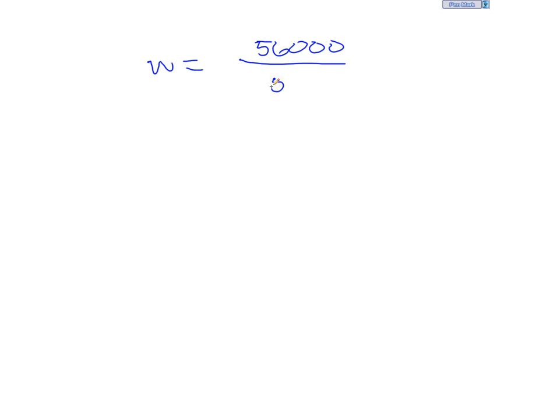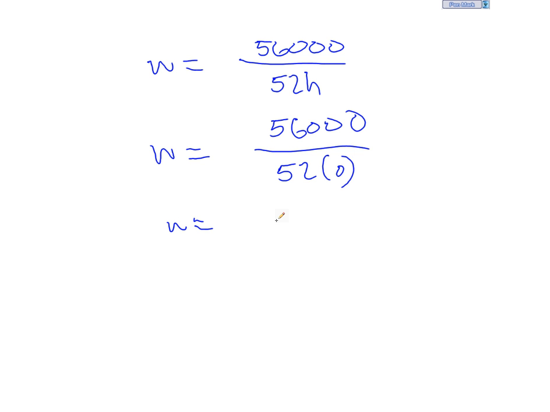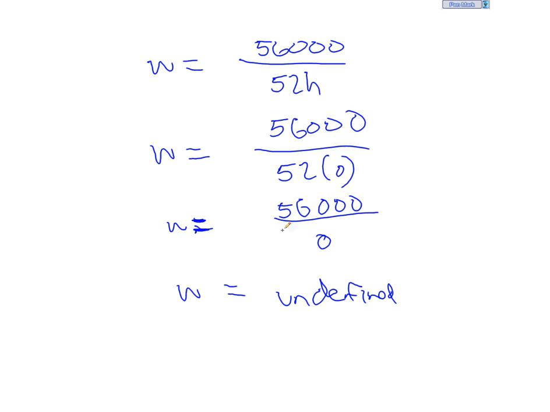Let's think about our equation, which is W equals 56,000 over 52 times H. Well, if I put in 0 for H, then I get 56,000 over 52 times 0. And 52 times 0 is 0, so I have 56,000 divided by 0. Well, wait a minute. How many times does 0 go into 56,000? And don't say 0 because I can take zeros out of $56,000 infinitely many times and still have plenty of money left, right? I can give everybody in the world $0 out of my $56,000 salary, but I will never deplete it. So we would say that the 0 goes into 56,000 an undefined number of times. It just doesn't make sense.